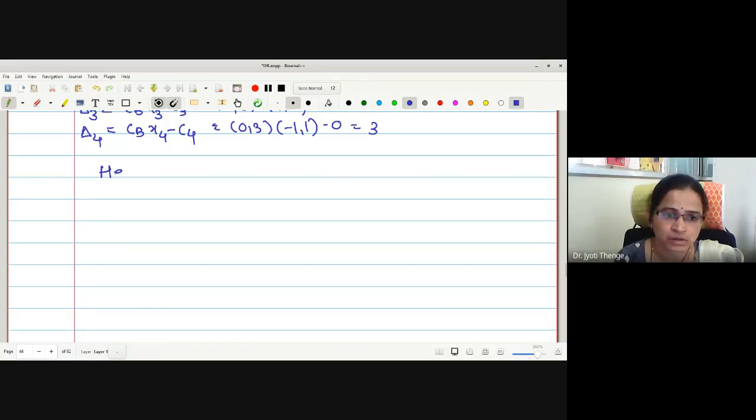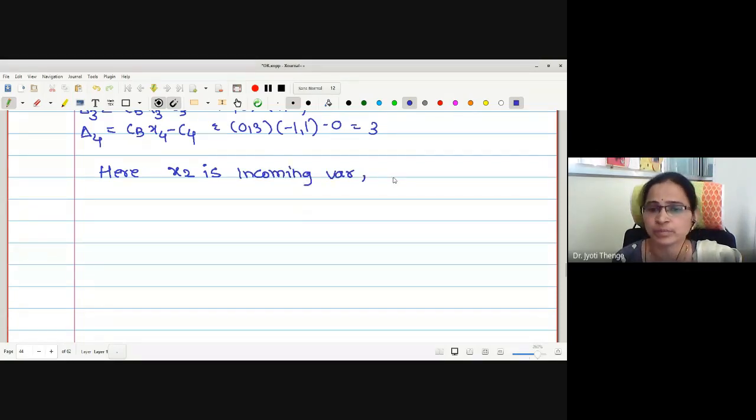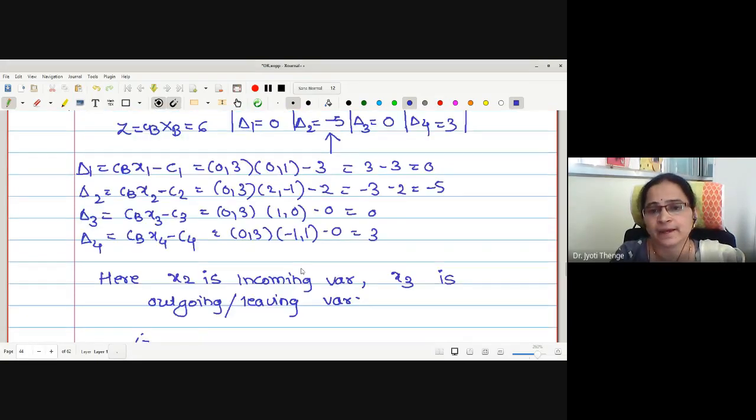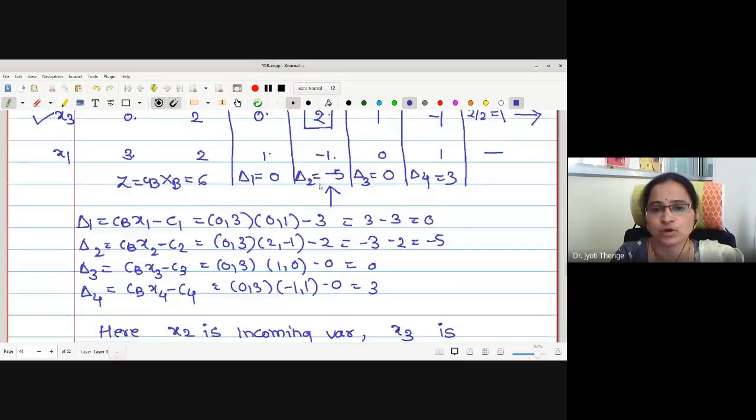Here, x2 is incoming variable. I hope you don't mind if I complete the problem. I'll take some 10 minutes more. Outgoing or leaving. Okay. And what is the pivot element? X12 equal to 2.